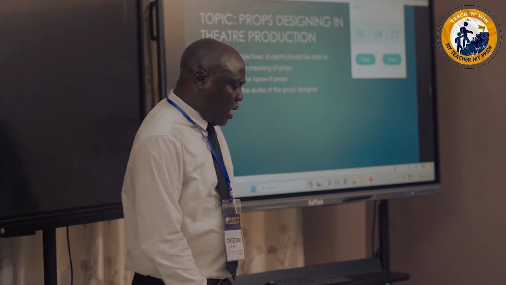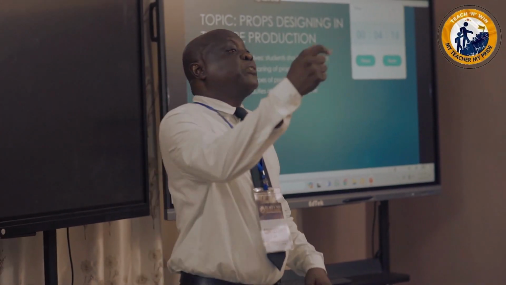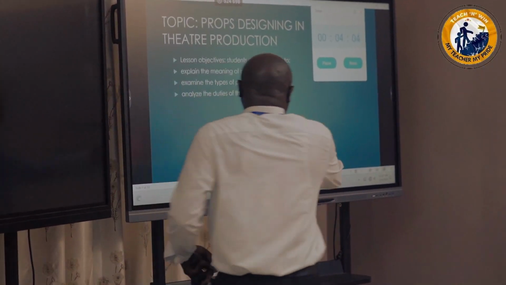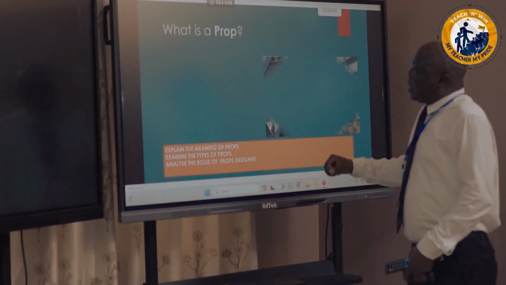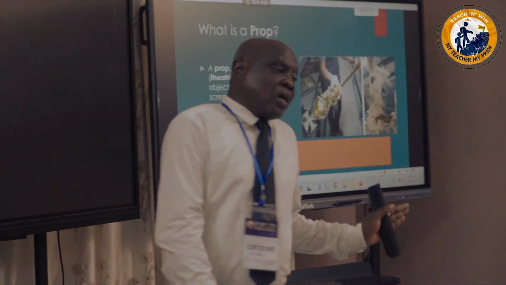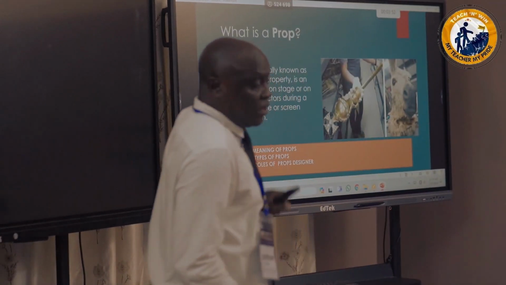Okay, objects used by actors on the stage. Fine. So props are objects used by actors on the stage. Take note that props are also short for properties. They are objects used by actors on the stage and on the screen. For example, I have a walking stick here, I have a TV remote, and even this one too as well.